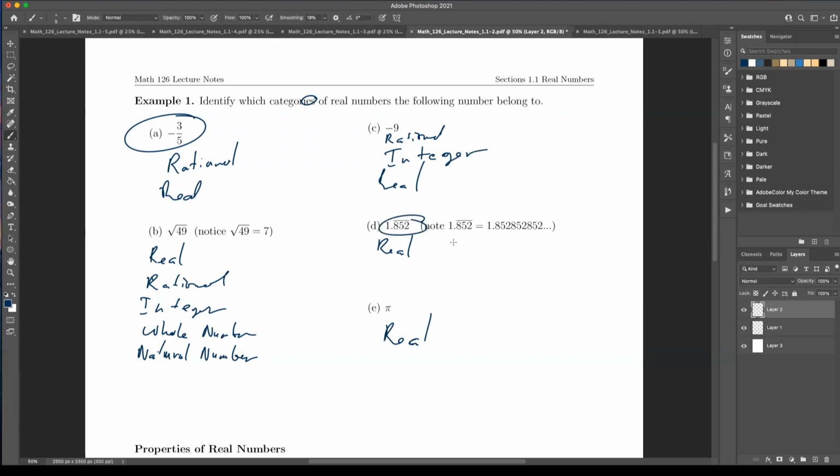Here, notice this is repeating like this. So it goes on and on and on. So if you saw this right here, you'd think it'd be irrational. And probably since I haven't identified what that is, it'd be a valid assumption. But here, this is rational. And then this is pi, which is irrational.